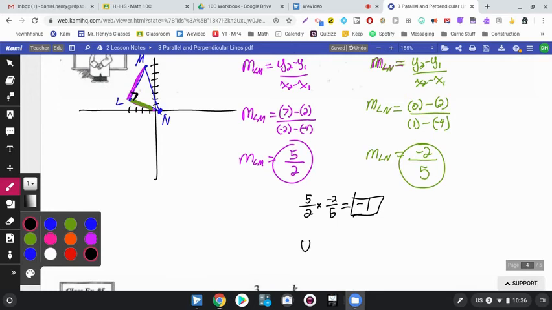So, yes, angle L equals 90 degrees. Okay, angle L equals 90 degrees. That's just a little sign that means angle. Okay, great.